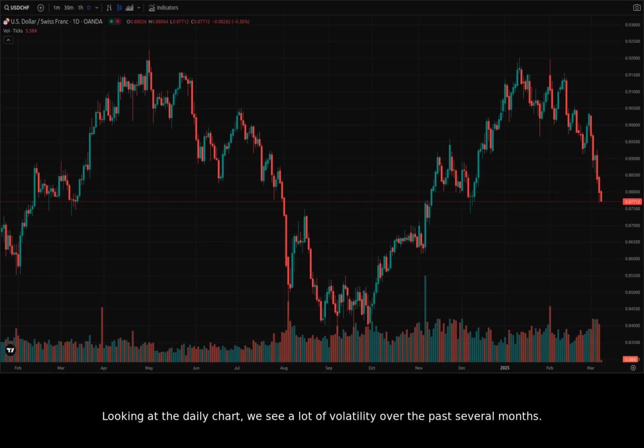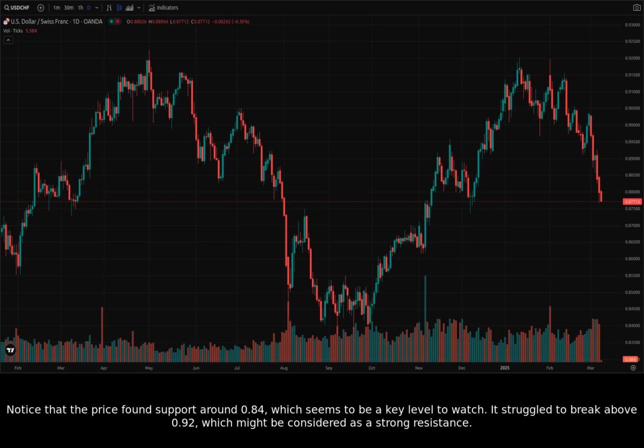Looking at the daily chart, we see a lot of volatility over the past several months. The pair has generally been trending downwards since late 2023, but we've recently seen some upward movement. Notice that the price found support around 0.84, which seems to be a key level to watch. It struggled to break above 0.92, which might be considered a strong resistance.